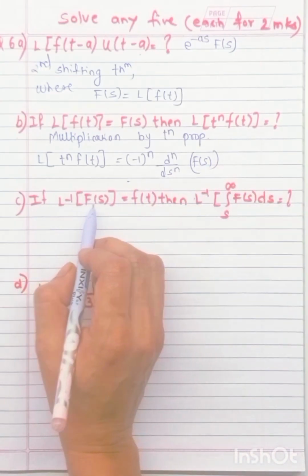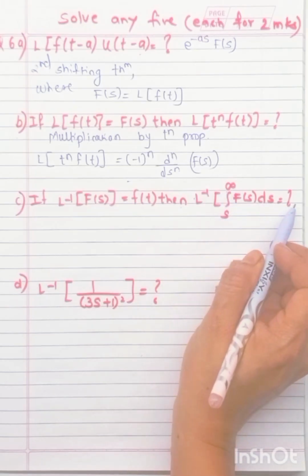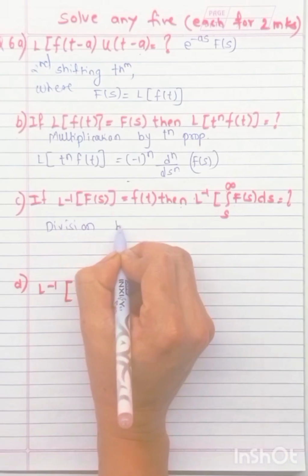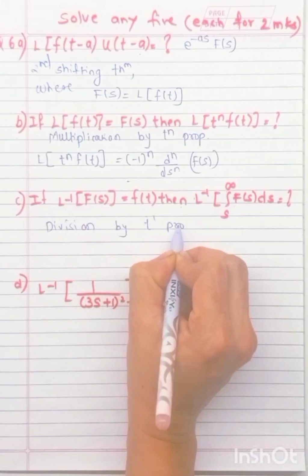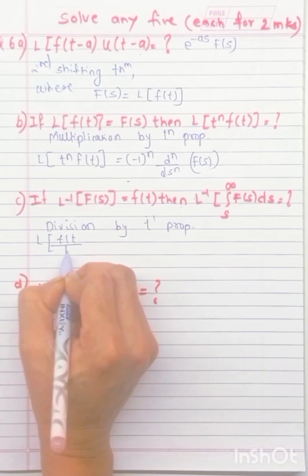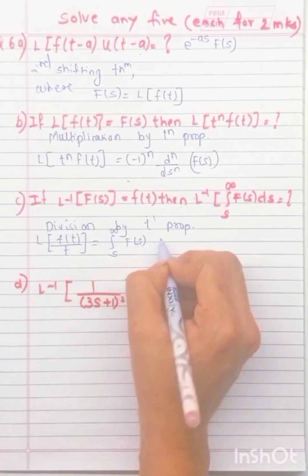Third question is if L inverse of f of s is f of t, then L inverse of integration s to infinity f of s ds is what? Now by division by t property, we have L of f of t by t is integration s to infinity f of s ds.